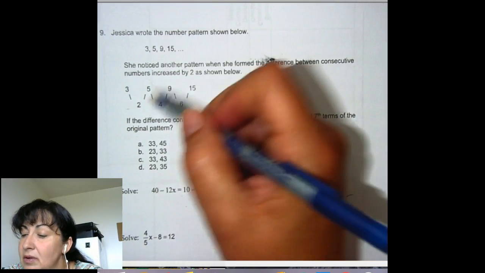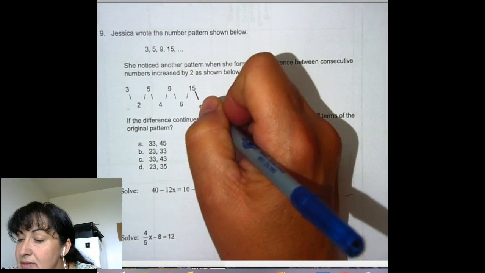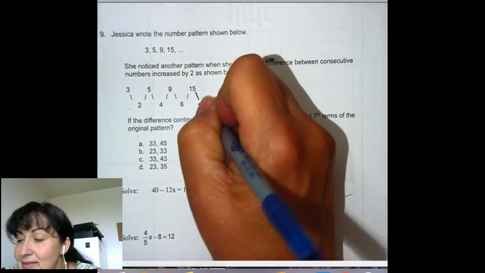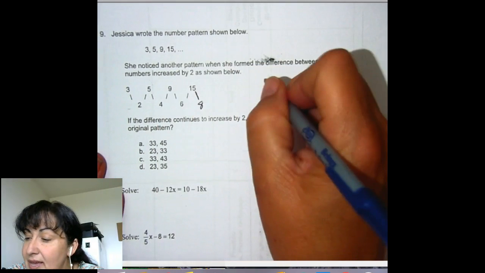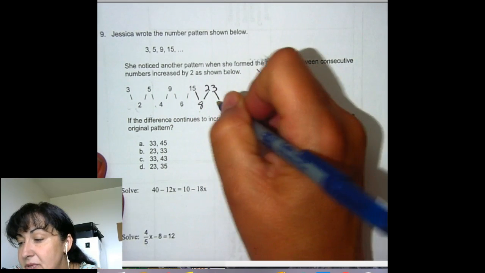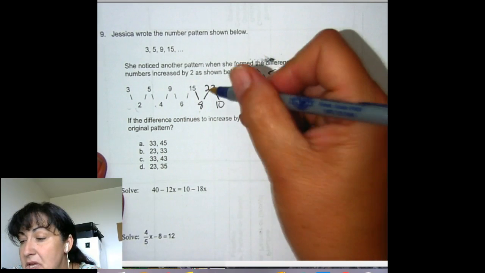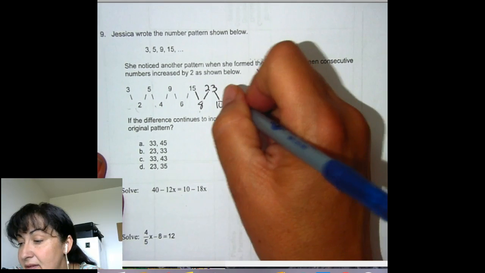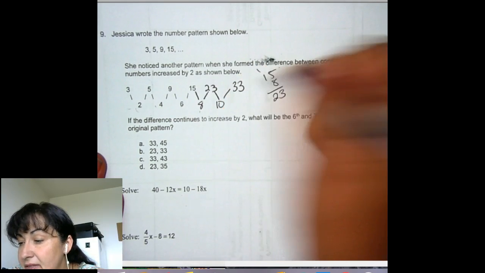Okay, so we do plus 2, plus 4, plus 6. This one's going to be plus 8. So 15 plus 8 is 23. Okay, and then 23 plus what we're going to add to this one. So if it increases by 2 each time, this one's also going to increase by 2. So 23 plus 10 is going to give us 33.